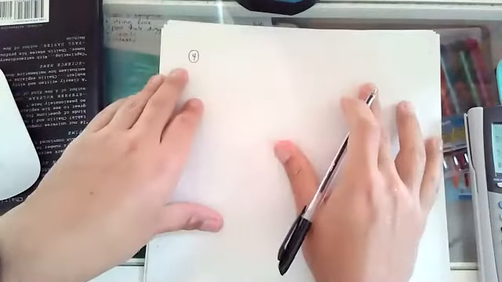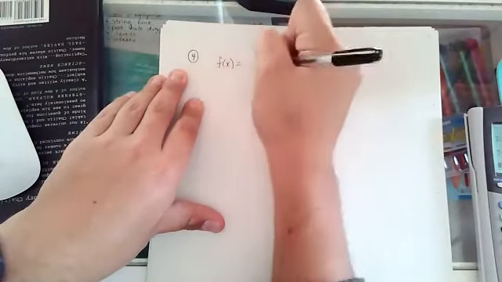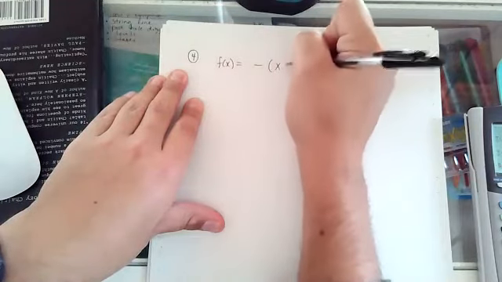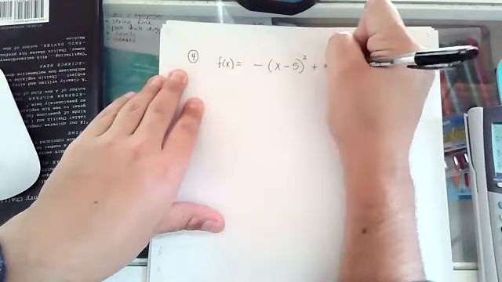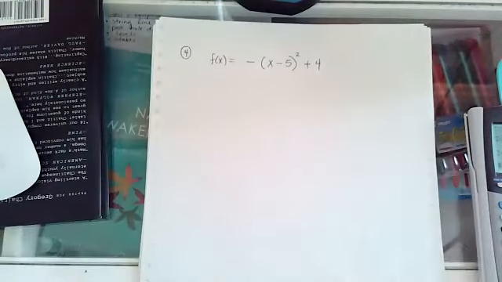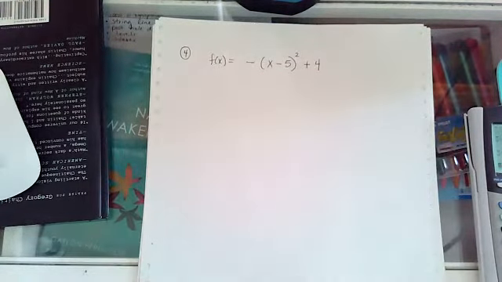Some other transformations. f of x is equal to negative x minus 5 squared plus 4. Okay, so all I need you to do here is look at the equation as it's given and verbally describe what transformations are going to be done to the parent function so that we can generate a sketch of this graph. So just look at the rule sheet and tell me what transformations are being applied here.